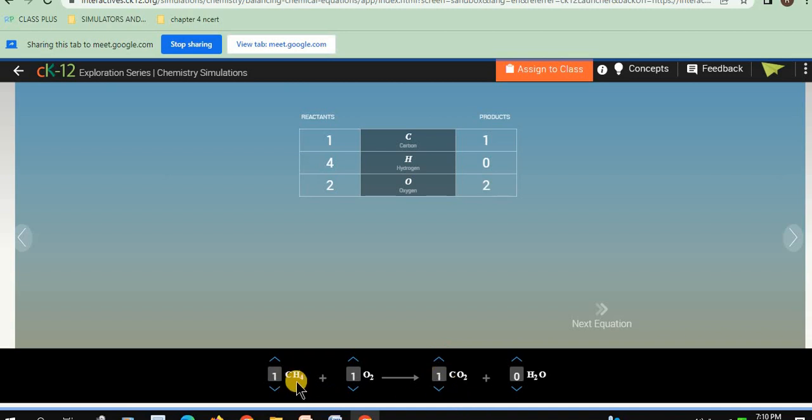Left hand side, how many hydrogen atoms are there? Four. Atoms only, not molecules. Four. Right hand side, how many are there? Two. So we want to make it four.